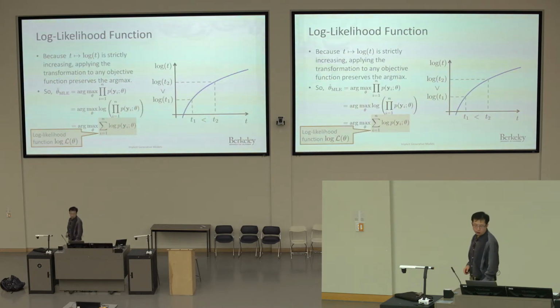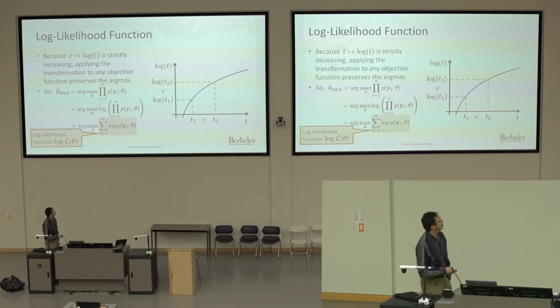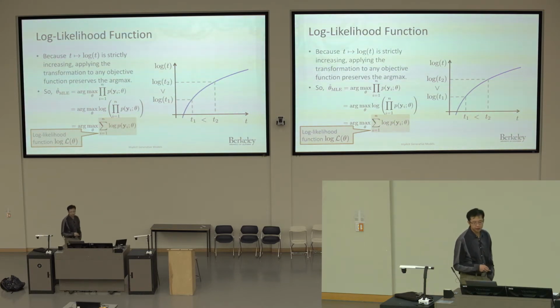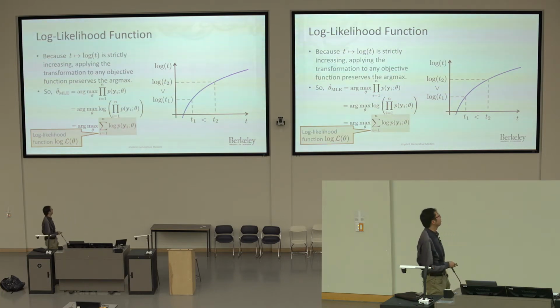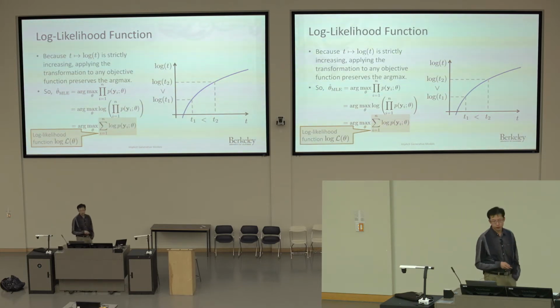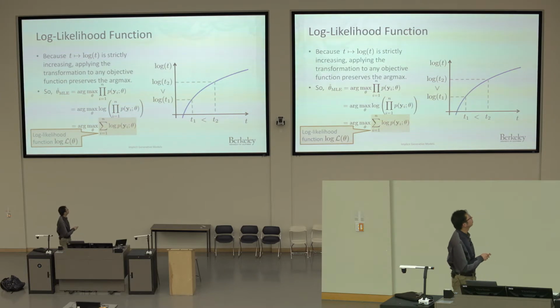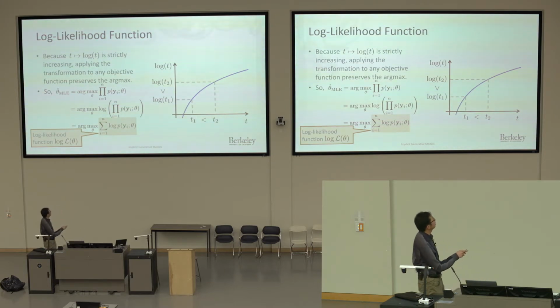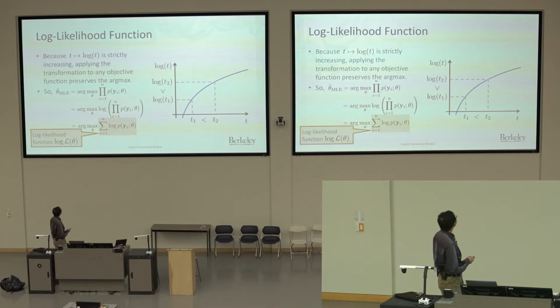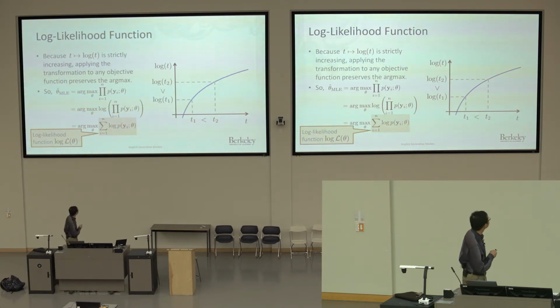Okay, so working with the likelihood function in practice is hard just because it's a product of the densities, and we want to be able to turn it into a sum. So people generally just apply the log transform, which is a strictly increasing transformation. That's essentially going to preserve the argmax, as you can see in this picture. So maximizing likelihood is the same as maximizing the log likelihood.